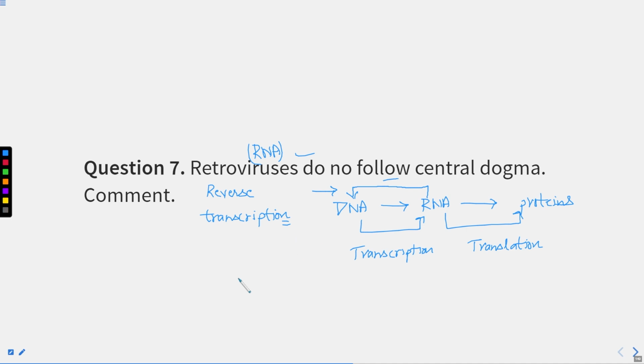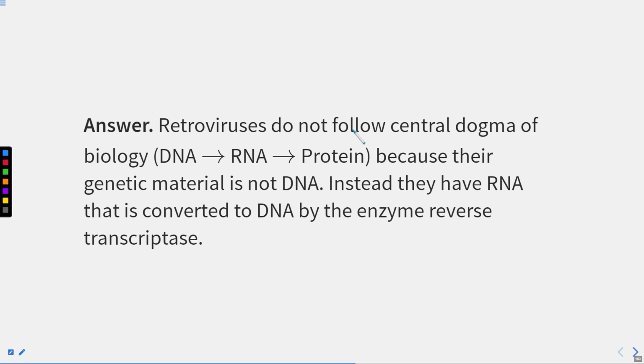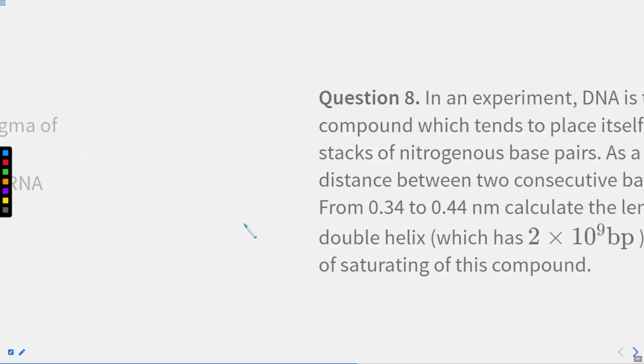So here from RNA, a complementary DNA is formed. Retroviruses do not follow the central dogma, which is DNA to RNA to proteins, because the genetic material is not DNA. They have RNA as the genetic material. Instead, they have RNA that is converted to DNA. And which DNA? cDNA, complementary DNA, by the enzyme reverse transcriptase.